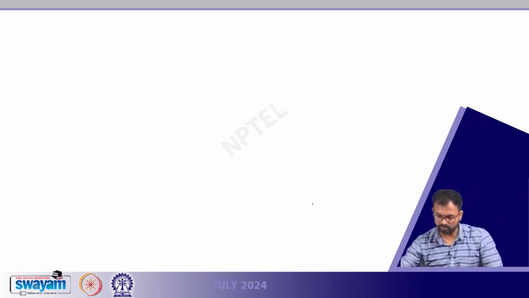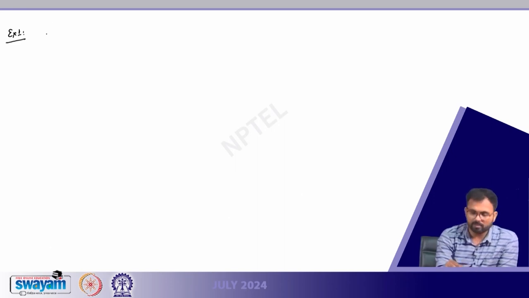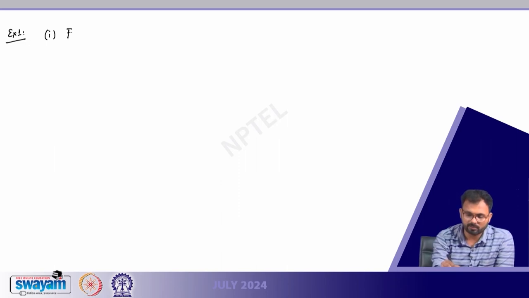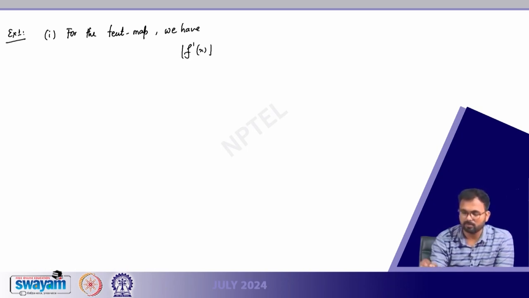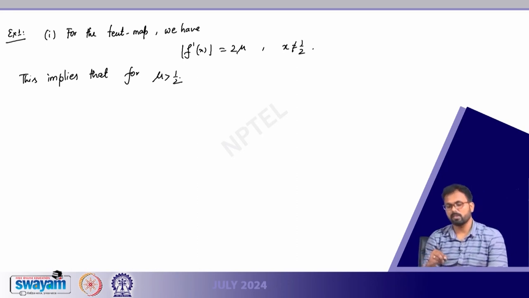Next, if we talk about examples in that perspective, we know what our tent map is. We have already defined the tent map, the logistic growth model, and also the Lorenz map and Hénon map. So for the tent map, or equation, whatever you want to say, we have f dash x equals 2 mu when x is not equal to half, right? So this implies that for mu greater than half, mod of f dash x will be greater than 1, and therefore it will not lead to a stable solution, or the solution will not converge. So it will lead to a local divergence, right?